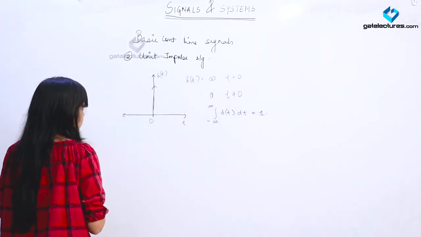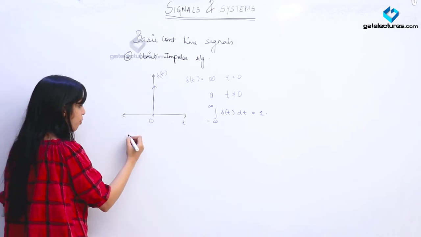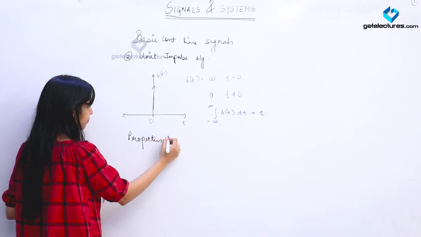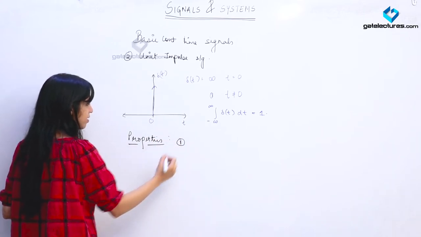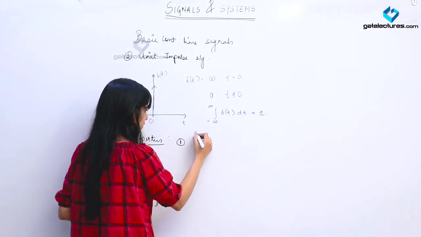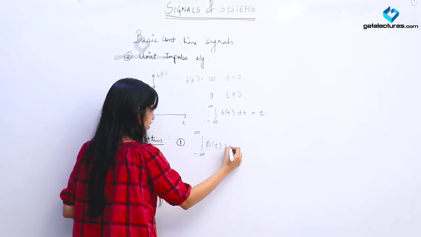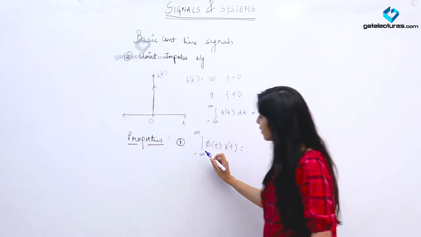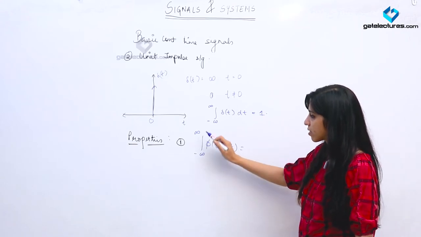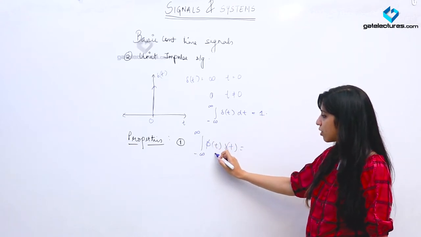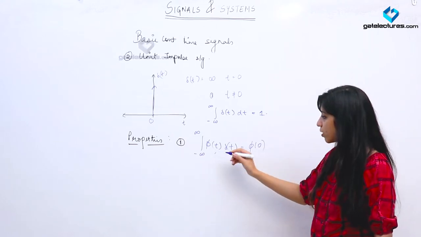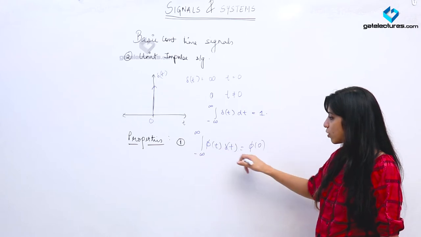Also, one more thing that you can see here are some properties of the delta function. The first property is, if we integrate another function multiplied with this delta function over an interval of minus infinity to infinity, we yield the value of this function at zero. So we yield this value at time t equal to zero.